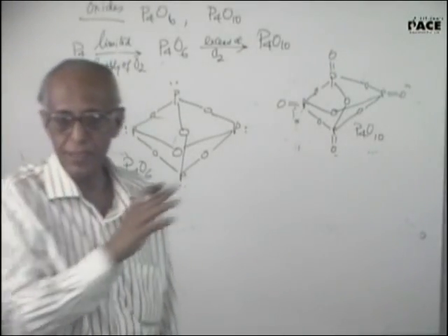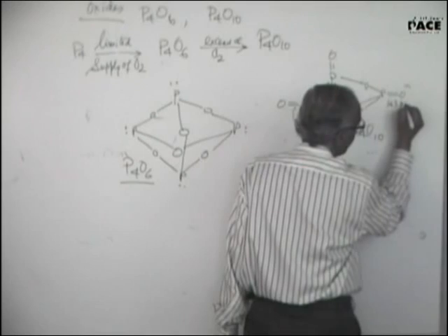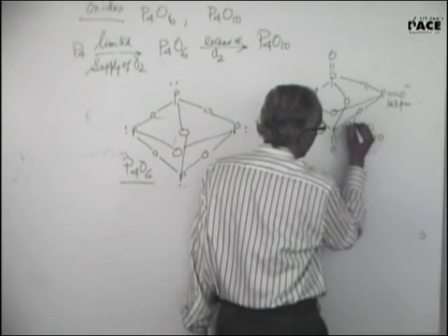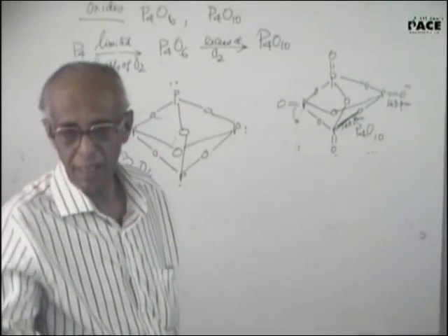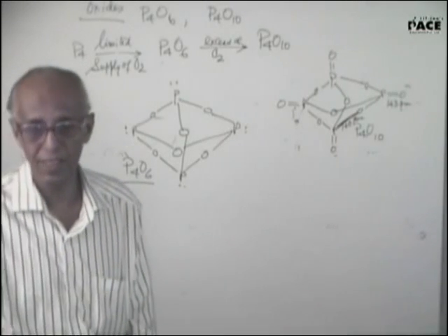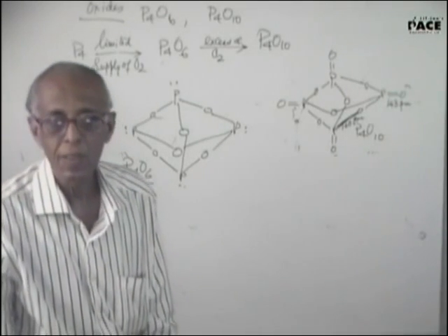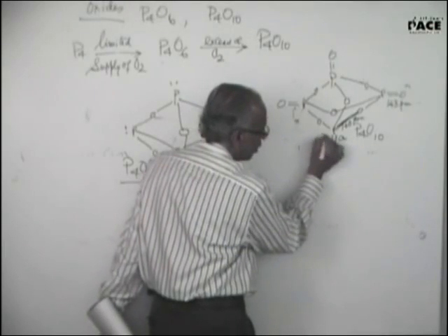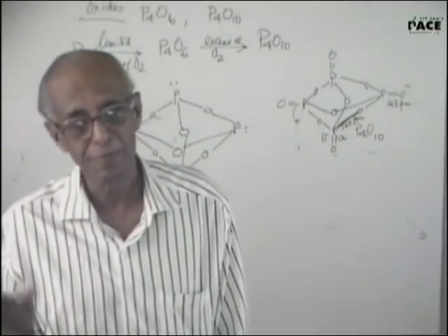Okay, this is the structure. P double bond O is 143 picometer, whereas P single bond O is 160 picometer. So there is a distinct difference in bond length between the terminal PO and the bridging PO. Now, how many sigma and how many pi bonds are there? What is the number of sigma bonds in P4O10? 16. Okay. So remember, in a double bond, one of them is sigma, another is pi. That is the only thing you have to remember.